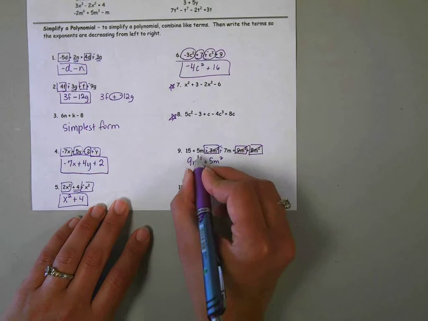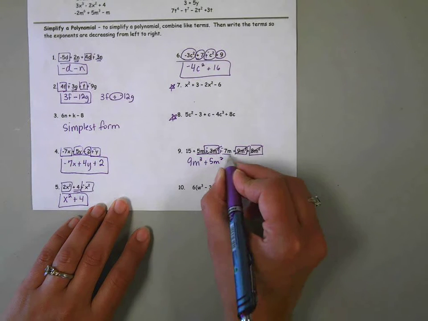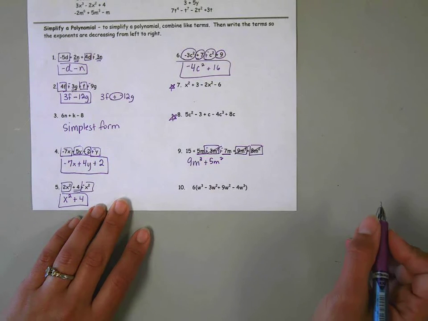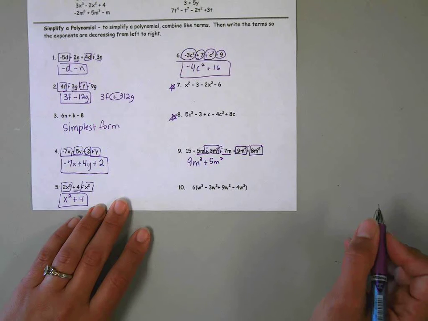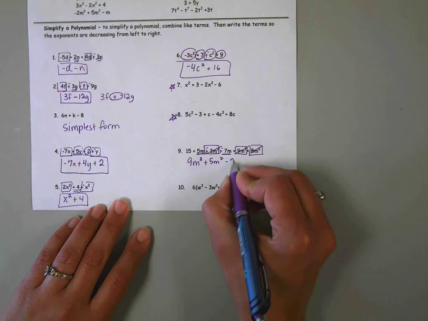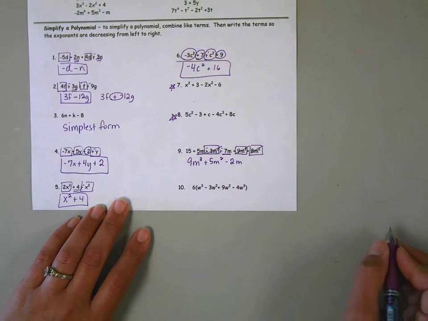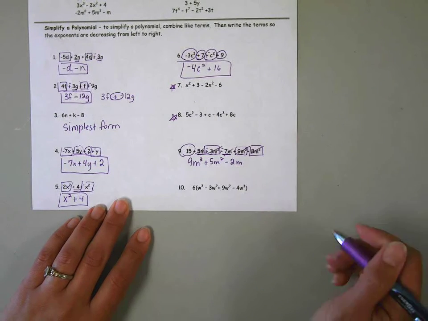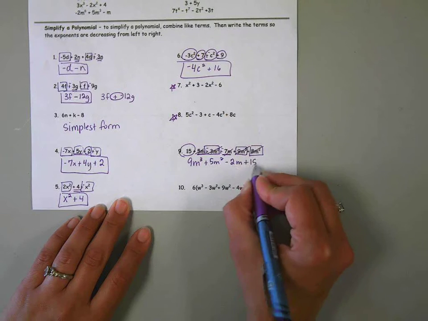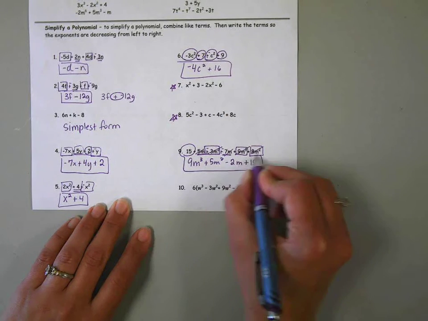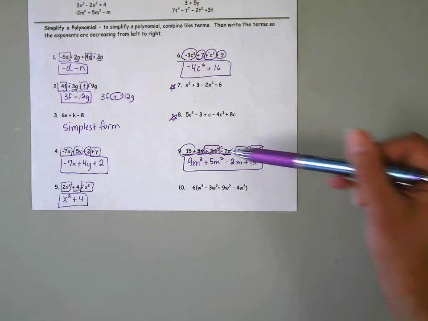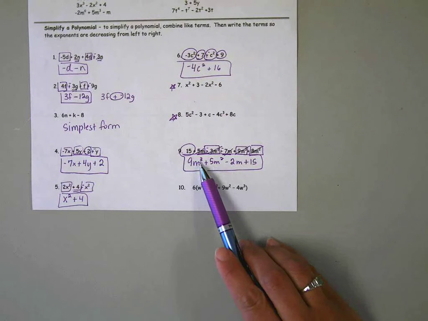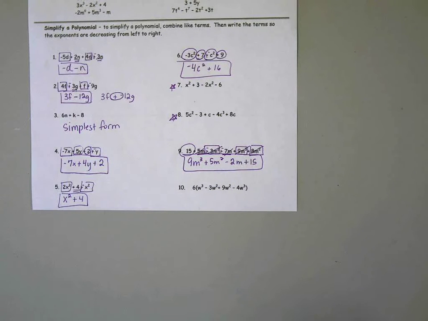And 5m is a like term with a negative 7m. So 5 plus a negative 7 is a negative 2m. And then we don't have any like terms with 15, so we're going to add 15. Notice that I did my simplifying in order of the exponents. I did my 3, 2, 1. That way I could put it in standard form.